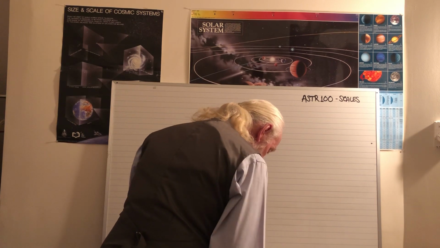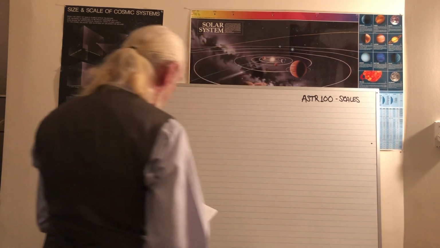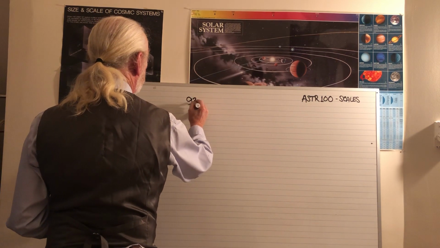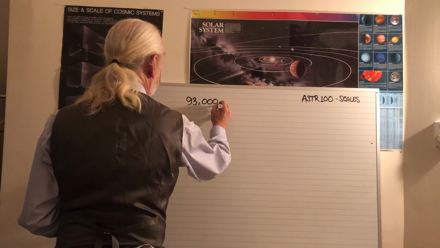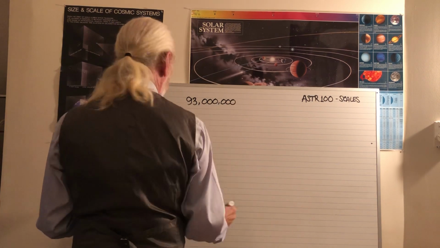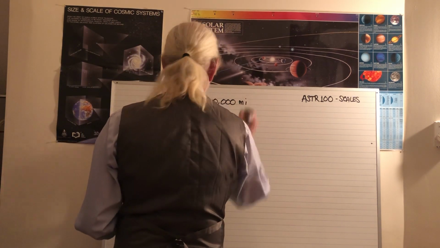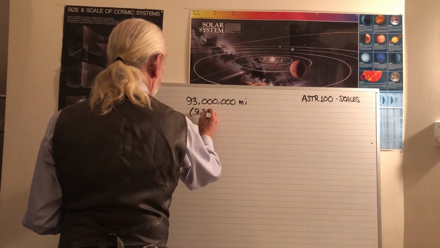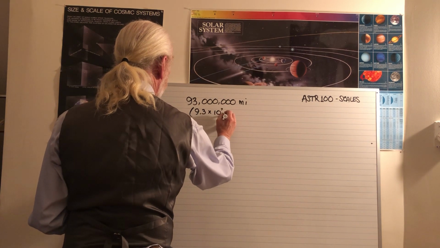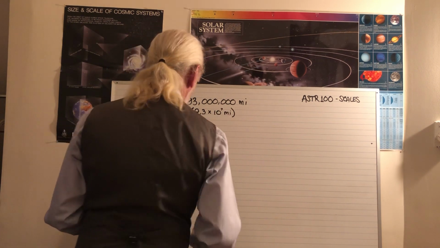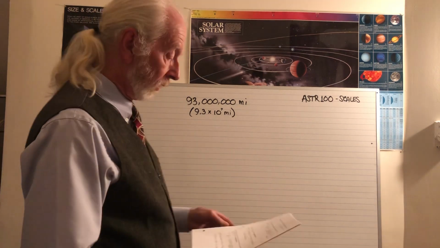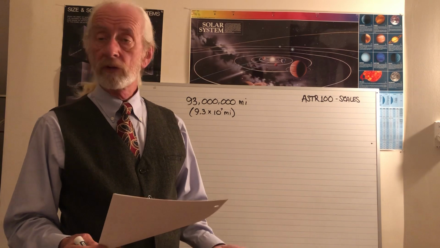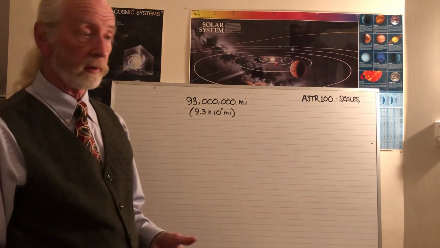Distance from the Earth to the Sun: 93 million miles, or 9.3 times 10 to the 7th miles. Okay. So, question 7: how long does it take light from the sun to reach the Earth? This is another distance, rate, and time question.